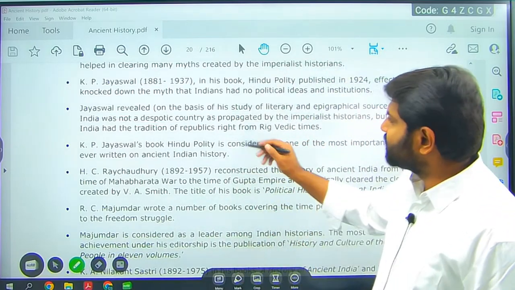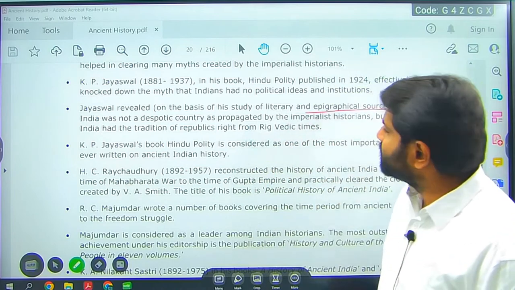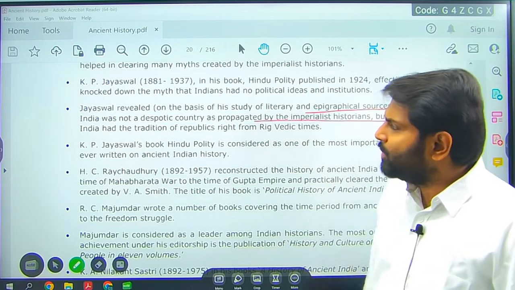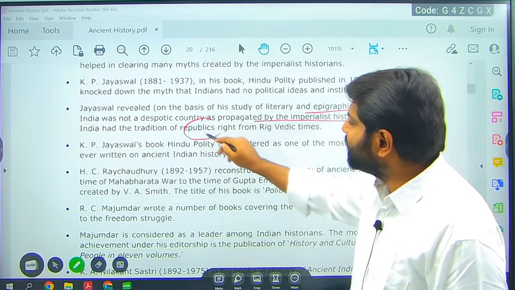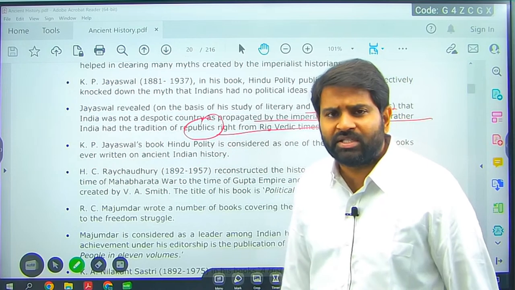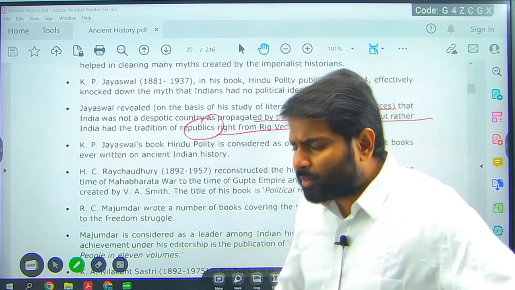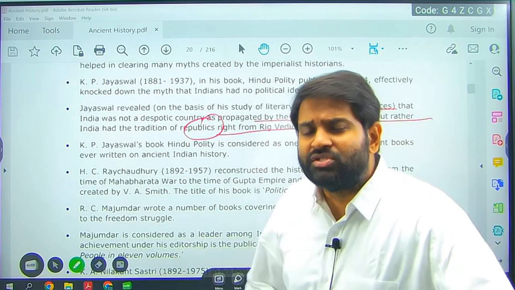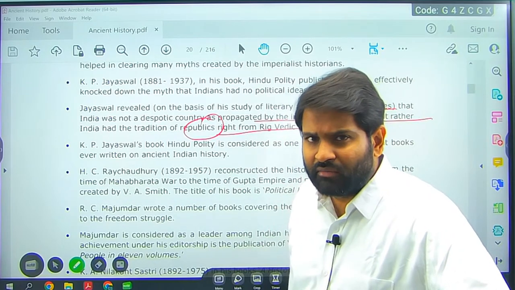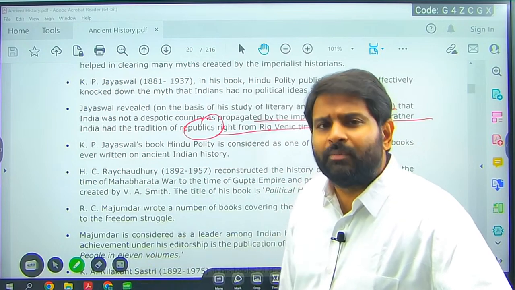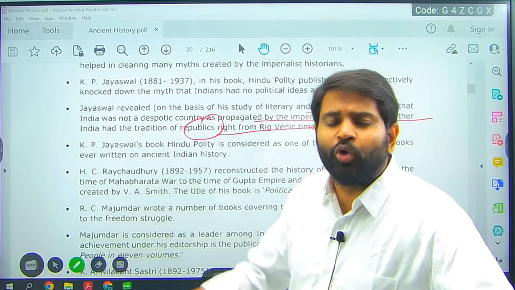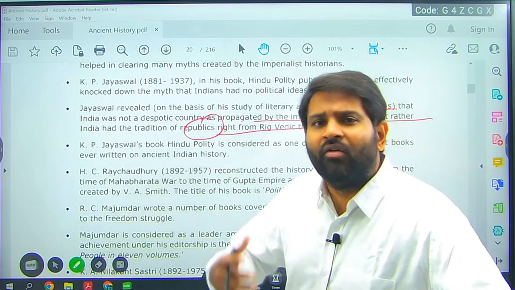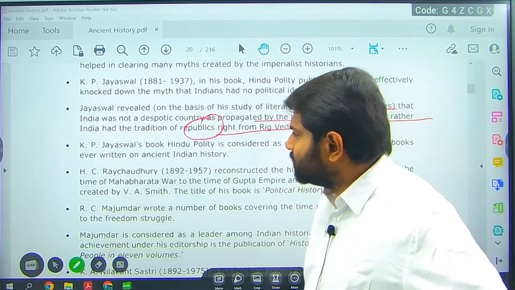Jayaswal revealed, on the basis of his study of literary and epigraphical sources, that India was not a despotic country as propagated by imperialist historians, but rather India has a tradition of republics. As I said, from Rigvedic times there were republics. Even during the Mahajanapadas, when you talk about Buddhism and Jainism also, there were republics. The concept of a republic is not alien to India. No European taught what a republic is. No European taught how to manage our resources without centralization. With decentralization, we administered our resources even before.